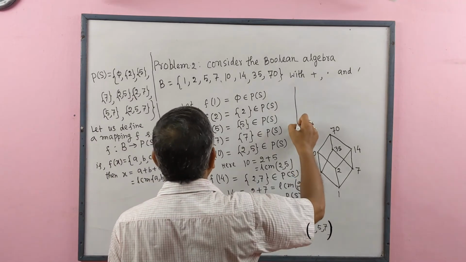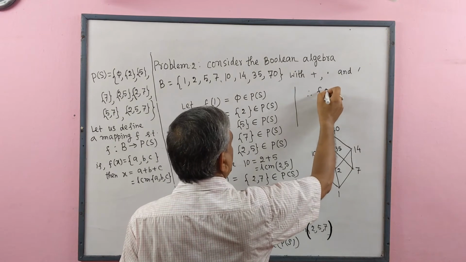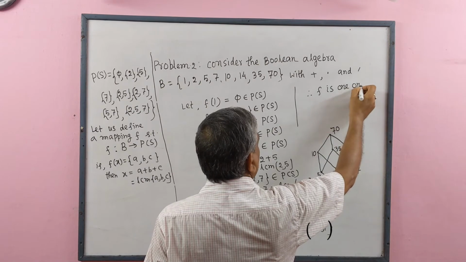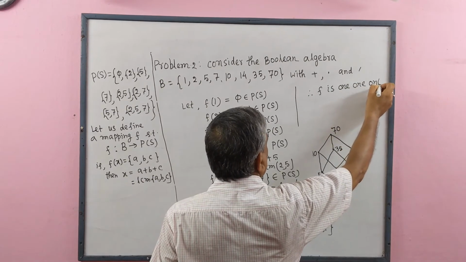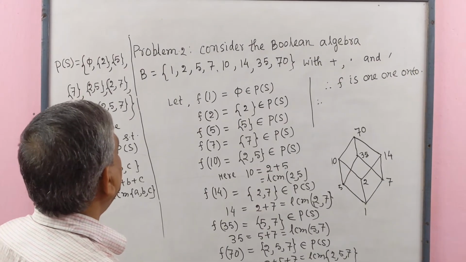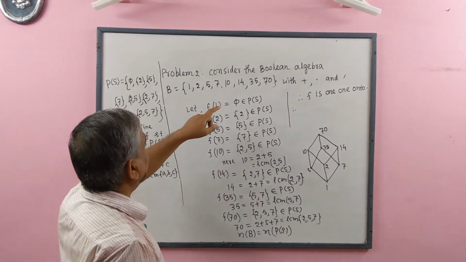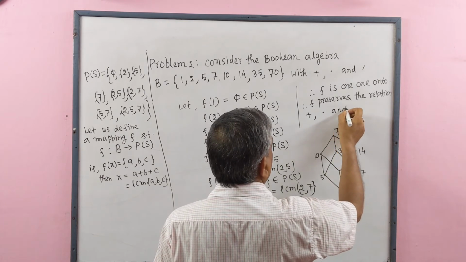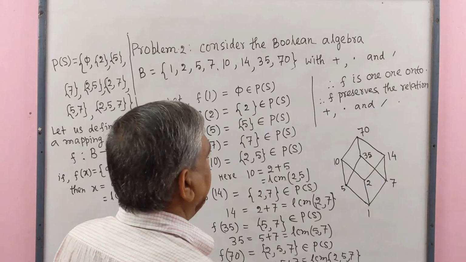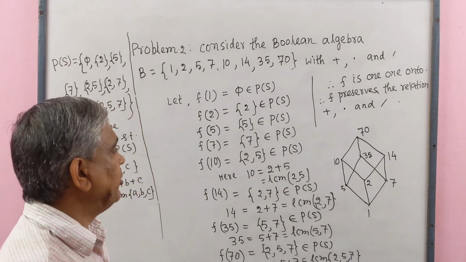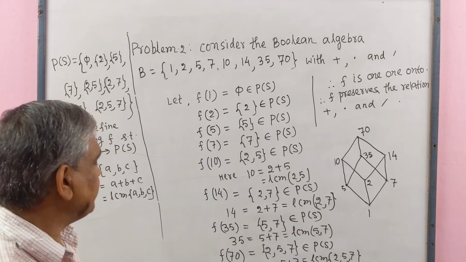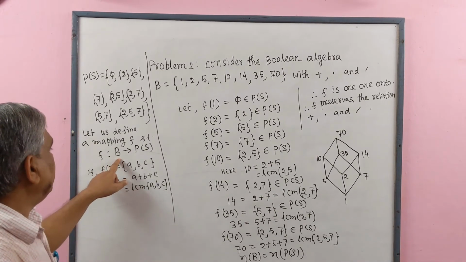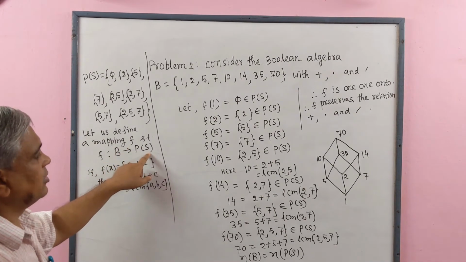Therefore, F is 1-1 onto, and F preserves the relations plus, dot and complement. Then F is an isomorphism defined on B into PS.